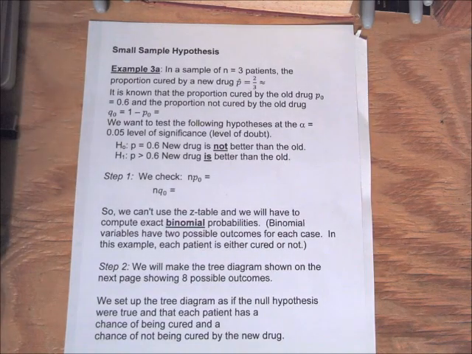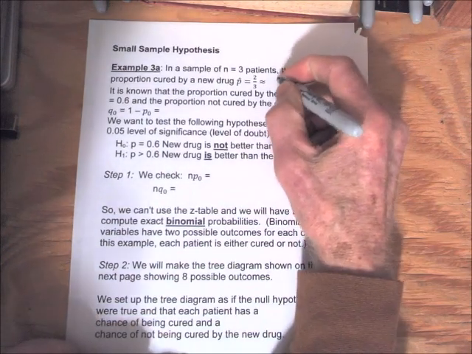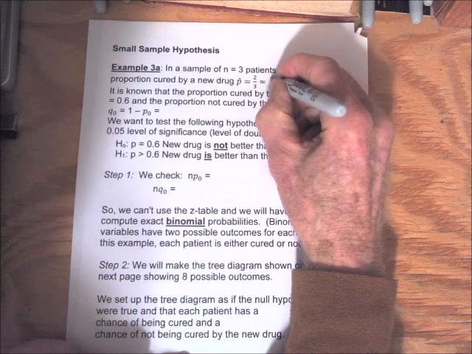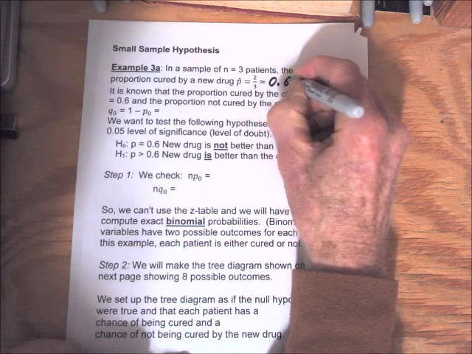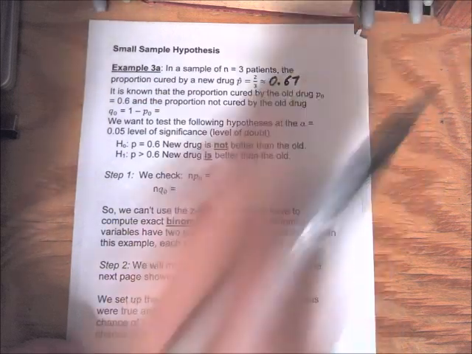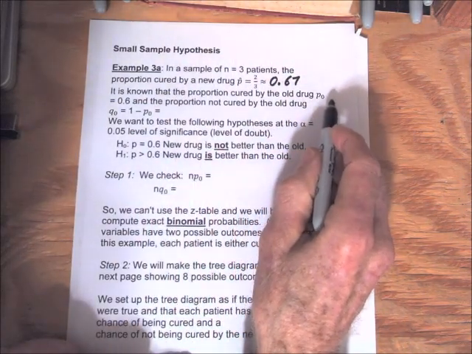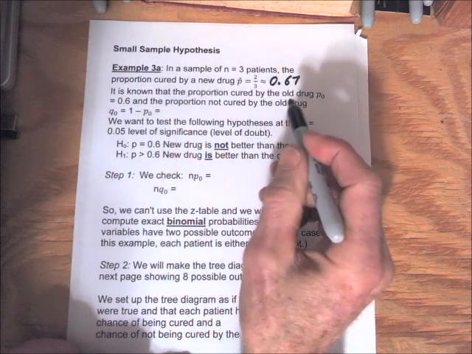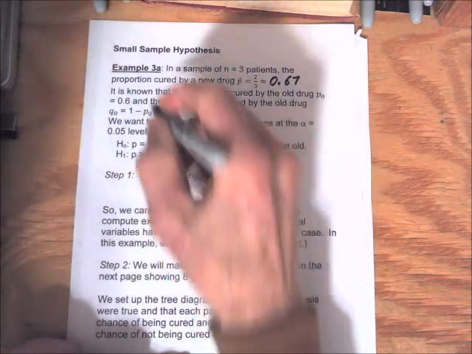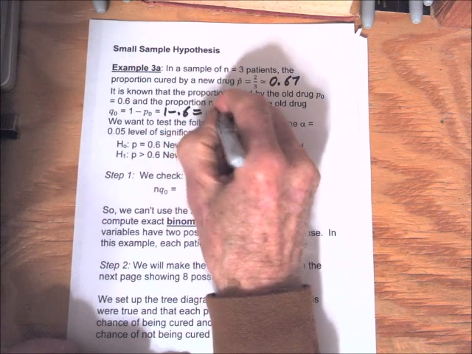Small sample hypothesis testing. Example 3a: in a sample of n equals 3 patients, the proportion cured by the new drug, p hat, is 2 out of 3. 2 divided by 3 is approximately 0.67, 0.66 in repeating sixes, but approximately 0.67. It's known that the proportion cured by the old drug, p, is 0.6, and the proportion not cured by the old drug would be 1 minus 0.6, which is 0.4.